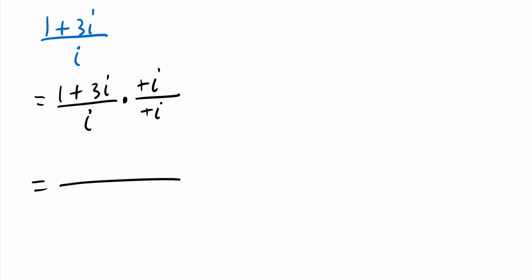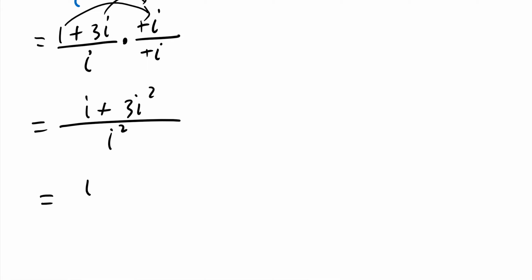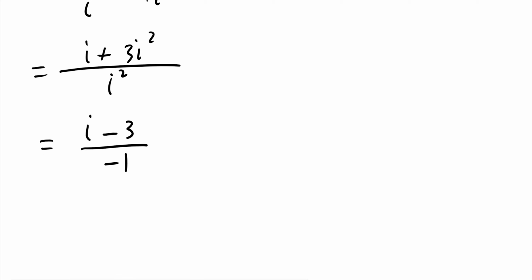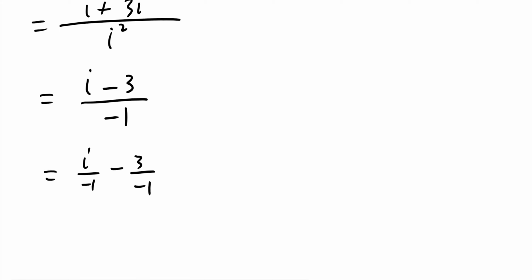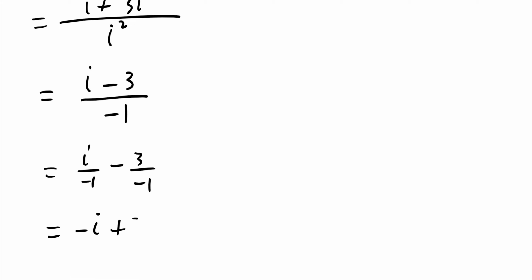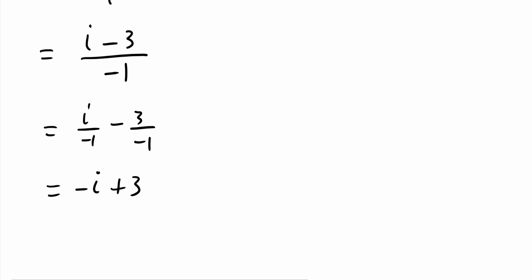So what we get on the top, 1 times i, 3i times i is 3i squared, and the denominator is i squared. So let's see, i minus 3 over negative 1. Now we need to split it up, i over negative 1 minus 3 over negative 1. That gives us negative i plus 3. But it still doesn't look like a standard form, so you do 3 minus i. 3 minus i.